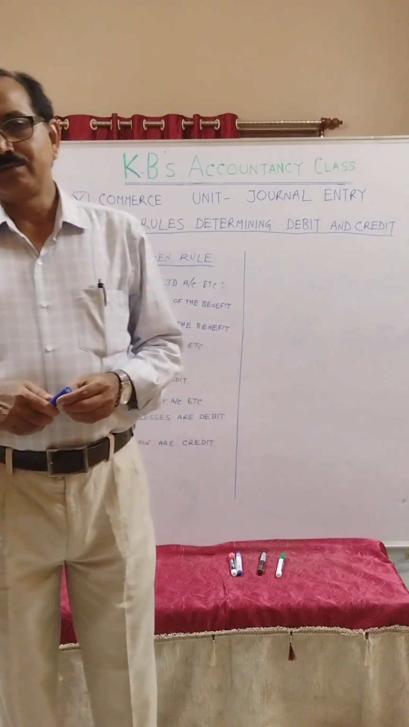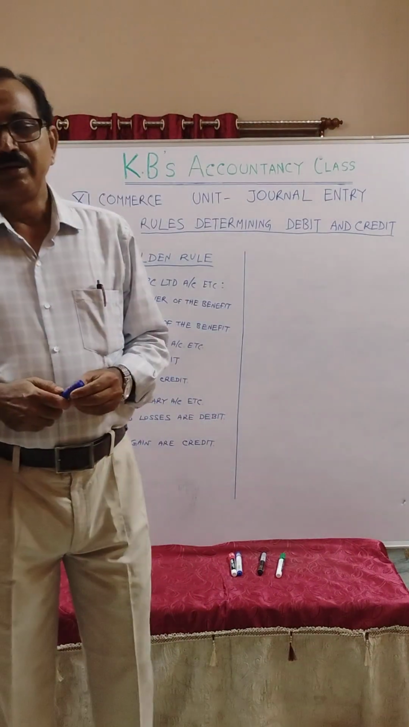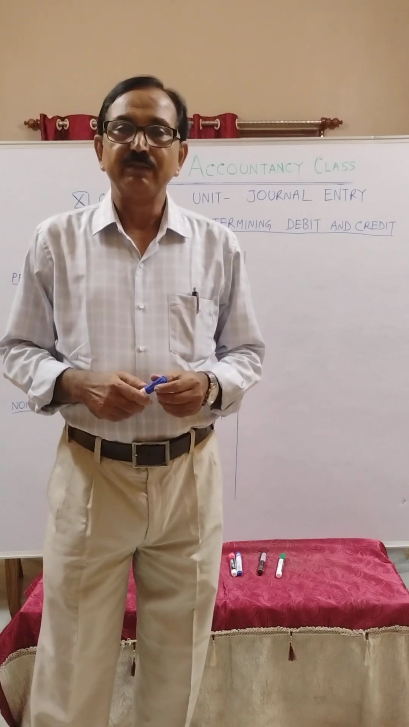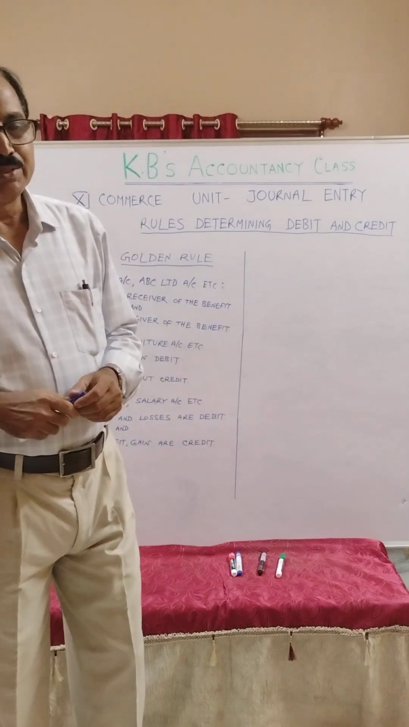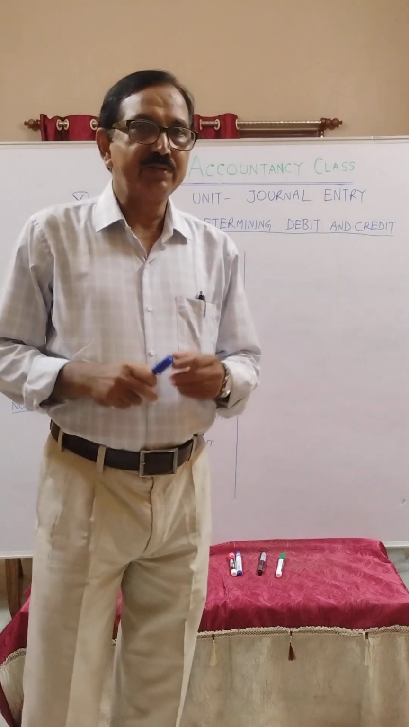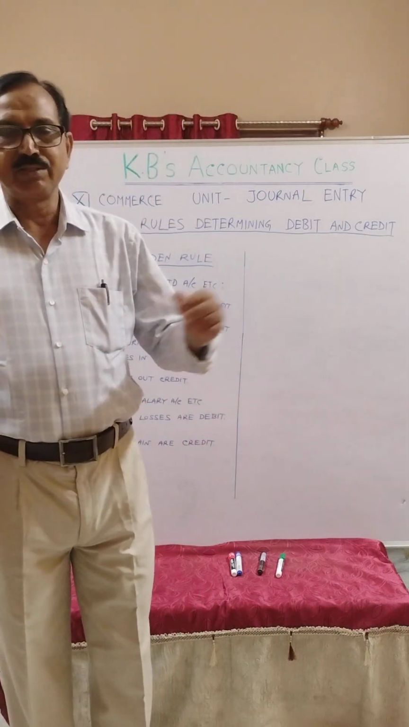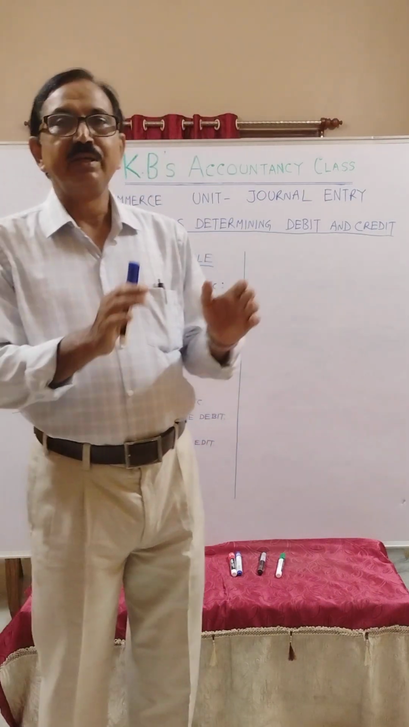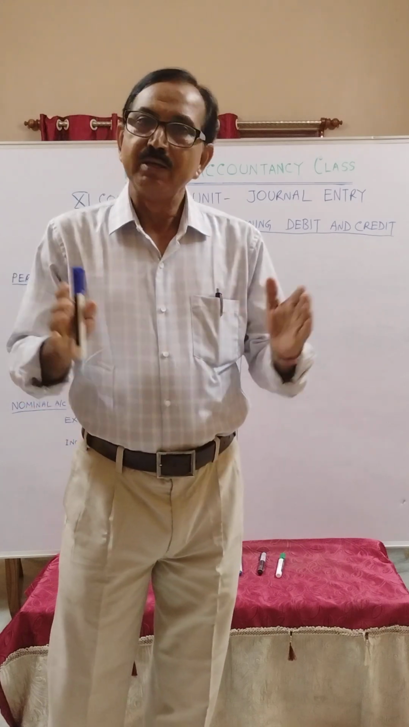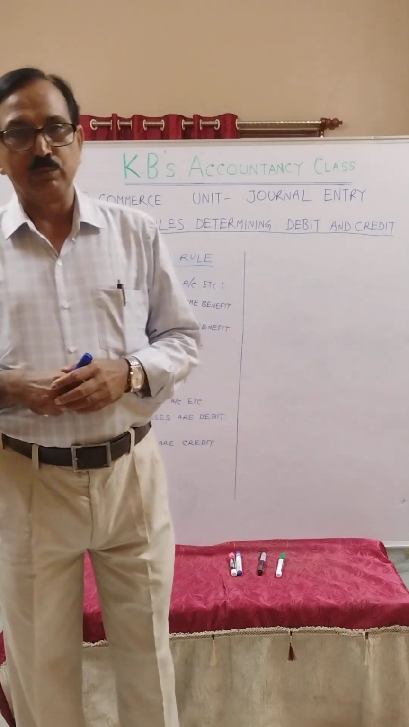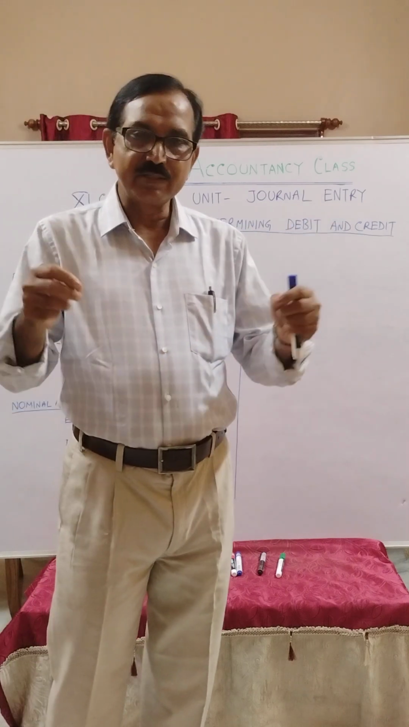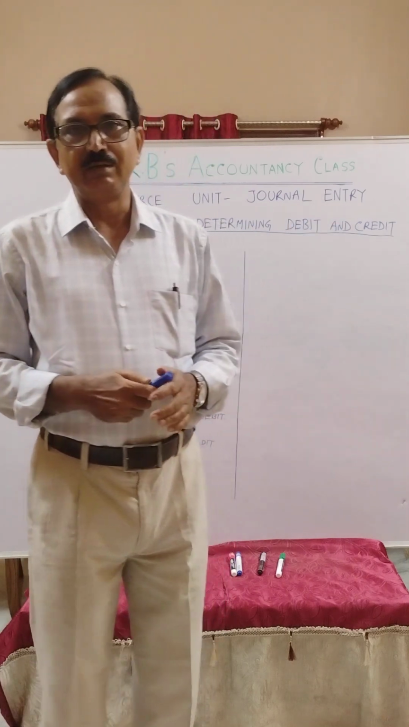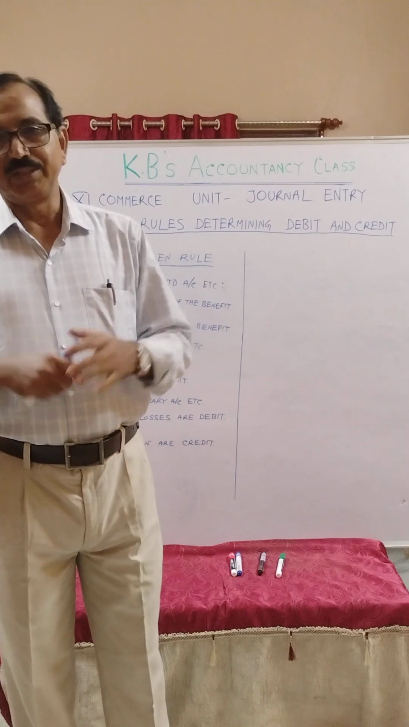Today I shall discuss how to make debit and credit in a journal. That means how to make a journal entry. Previously I have discussed that in the double entry system all the transactions are recorded first in the journal. Journal is the primary book of accounts. But in the journal there are some rules: transactions should be recorded by analyzing debit and credit.